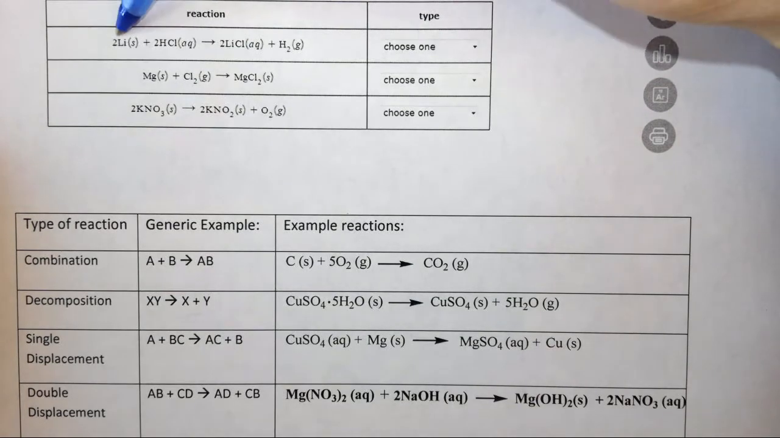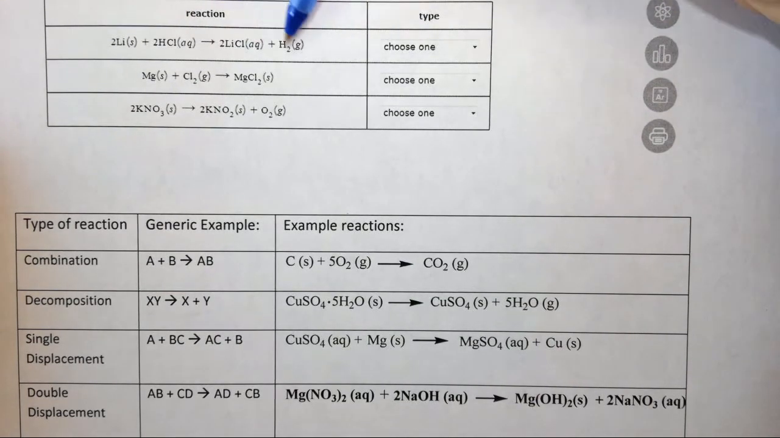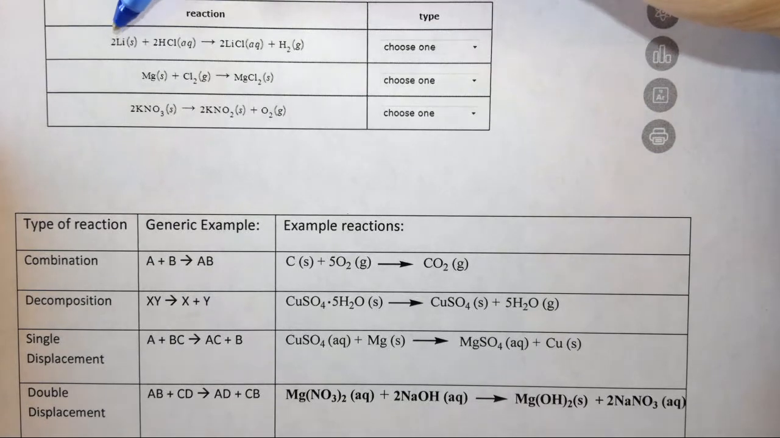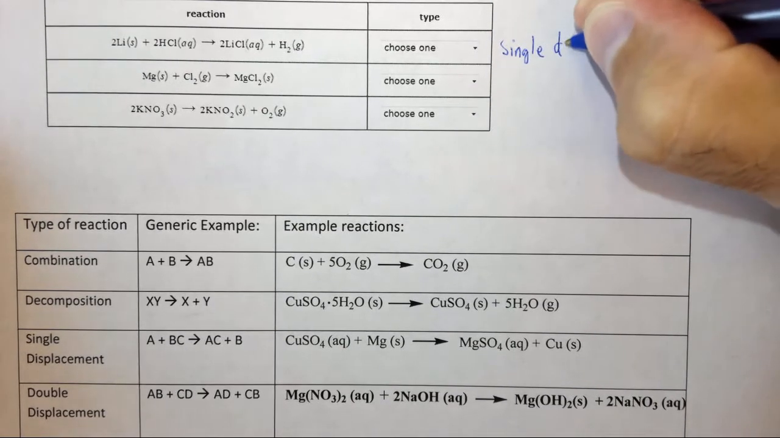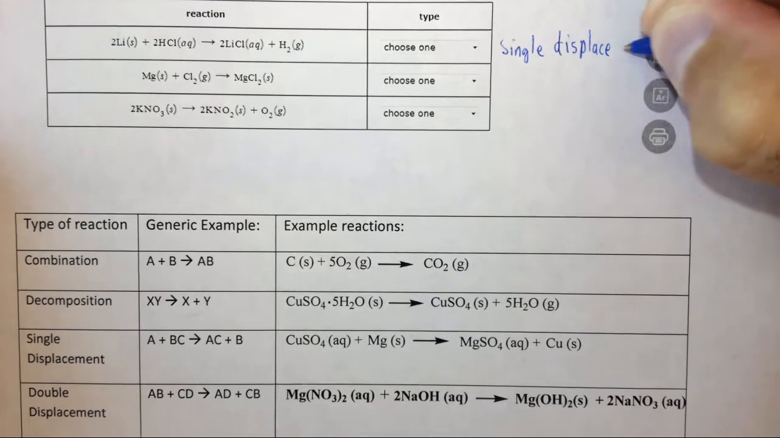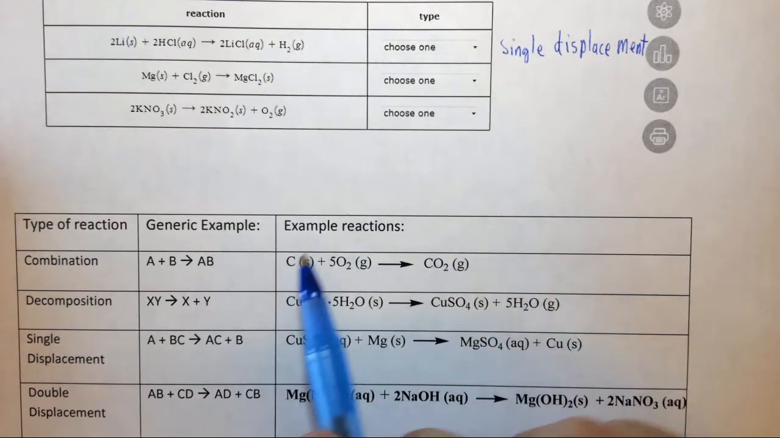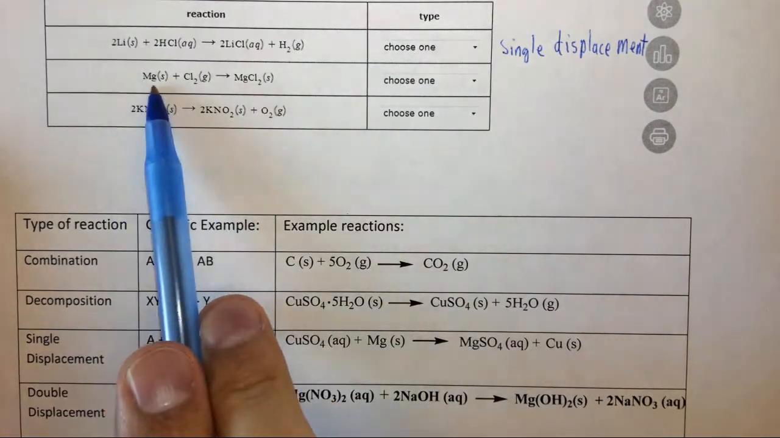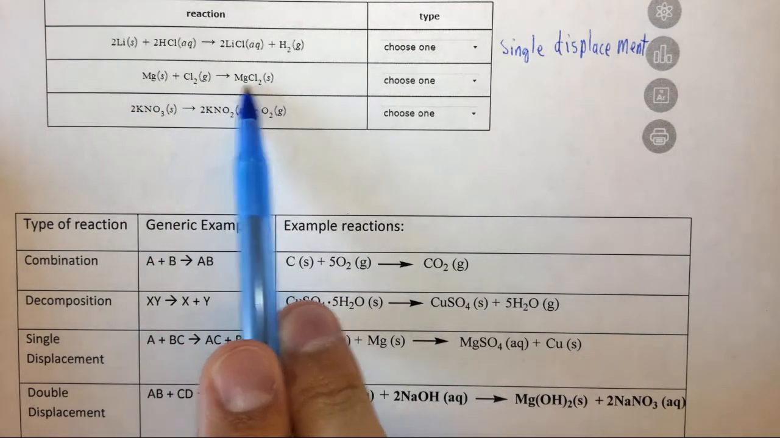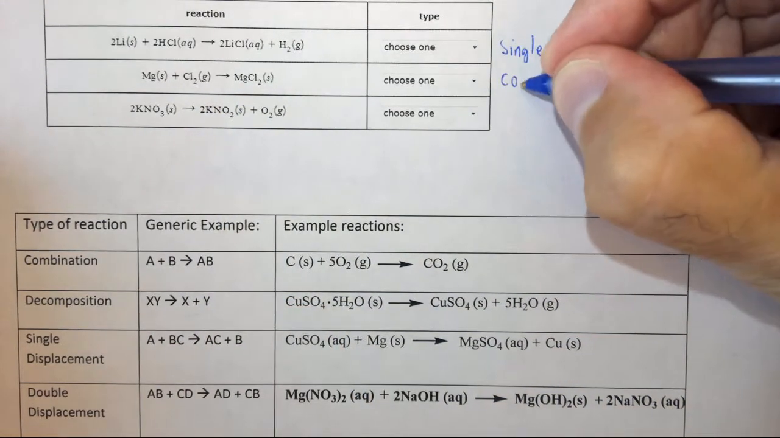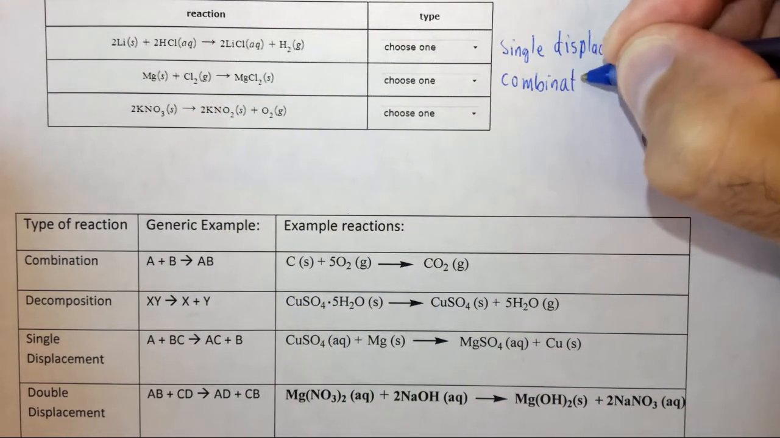So here we have lithium plus HCl yields LiCl plus H2. So Li replaces H, and now H is by itself, but because H is diatomic, you do end up with H2. This is a single displacement because lithium replaces hydrogen. Next, we have Mg plus Cl2 yields MgCl2. Two things become one thing. This is a combination reaction.